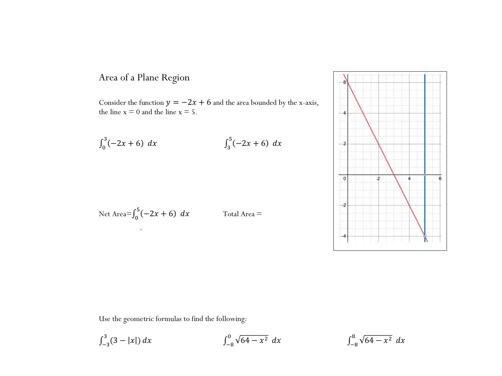Okay. Riemann sums are about estimating area. So you can solve a definite integral by finding area. Just because an integral is a way to find an area doesn't negate all the stuff we've already learned about finding area. Okay? So if I gave you the function negative 2x plus 6 and you're like, I don't want to do that integral, that's fine.